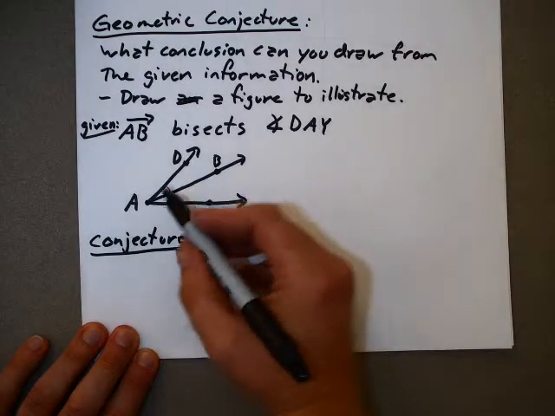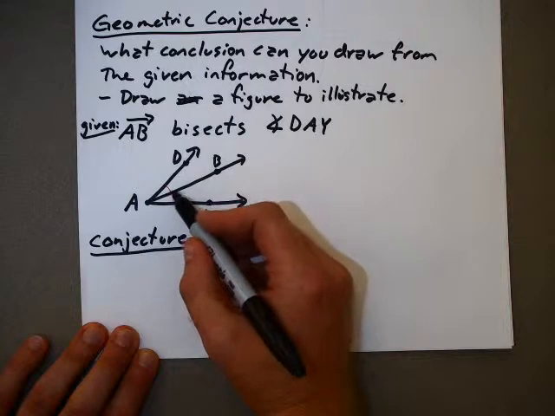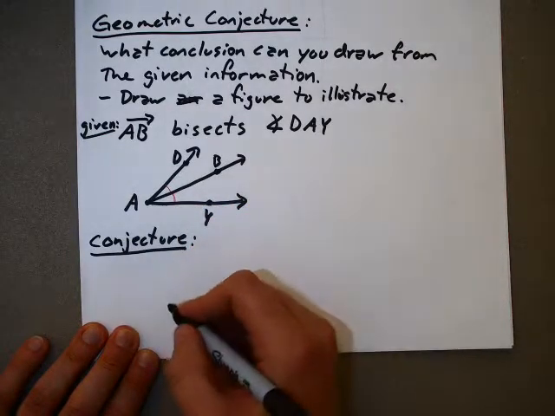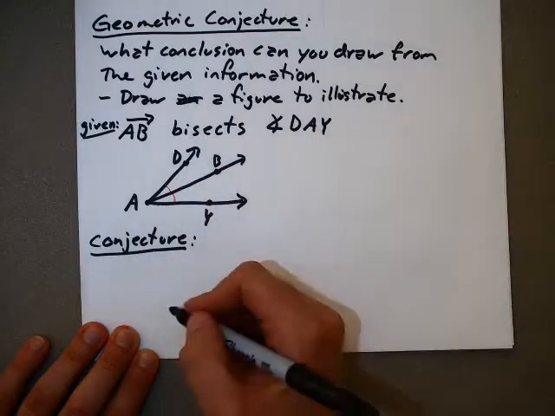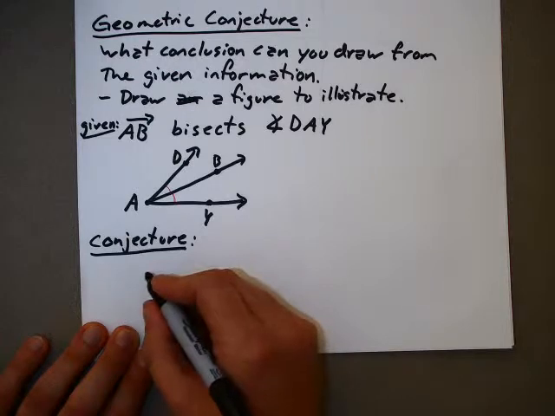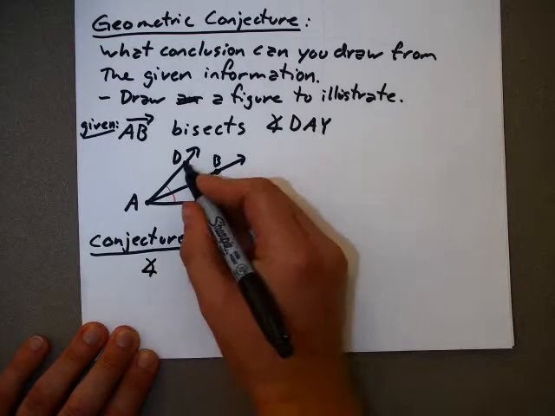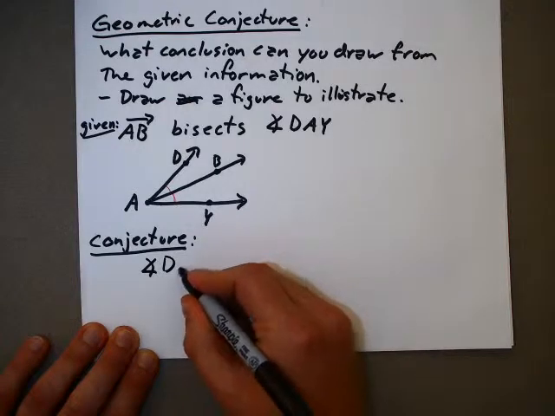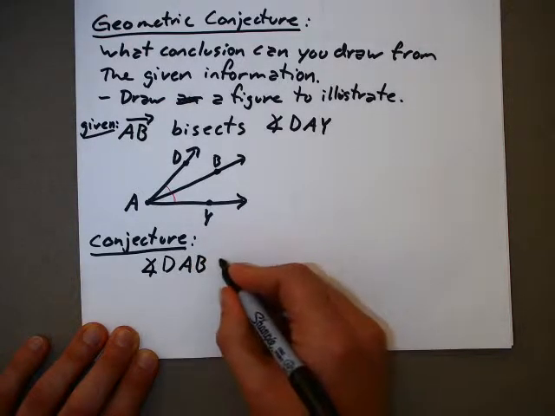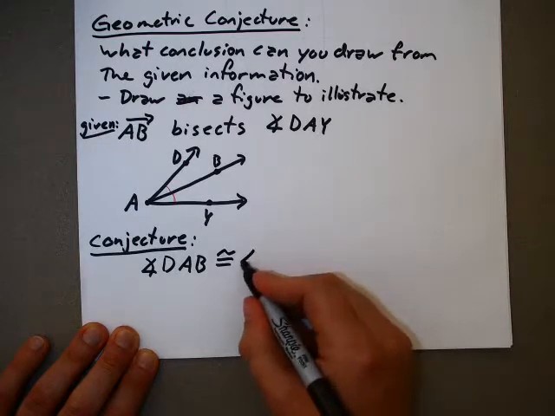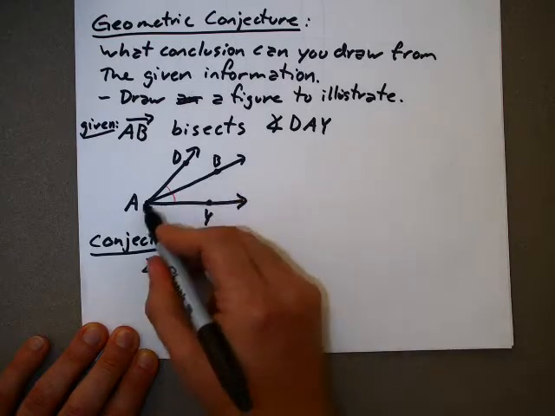And we know that this angle is congruent to this angle. So that is the conjecture that we can make from this given information. So I know that angle DAB is congruent to angle BAY.